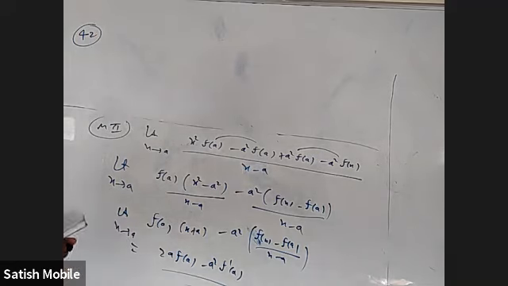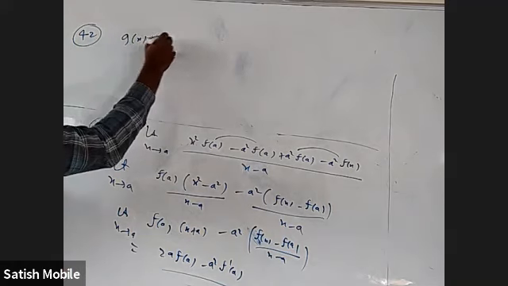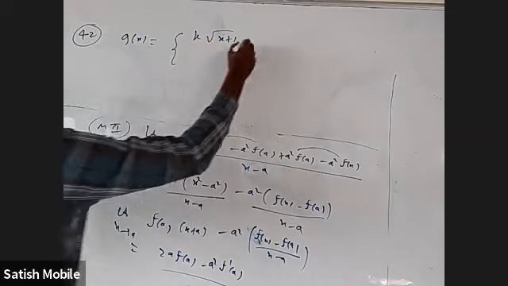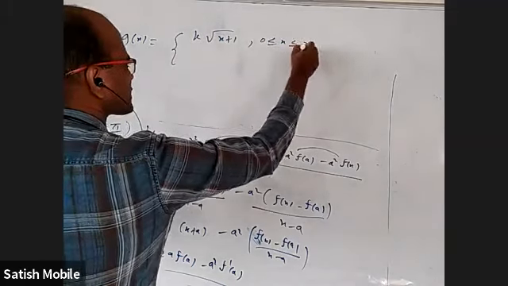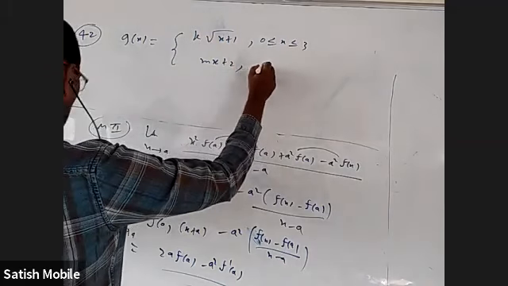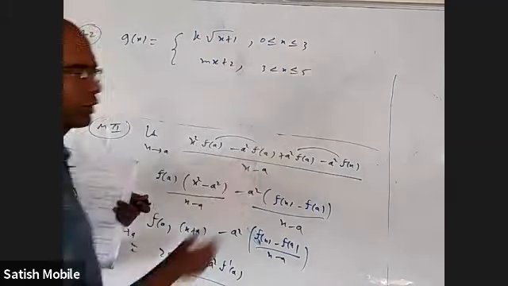Okay, this function g of x is k into root x plus 1 when 0 less than or equal to x less than or equal to 3, and mx plus 2 when 3 less than x less than or equal to 5.